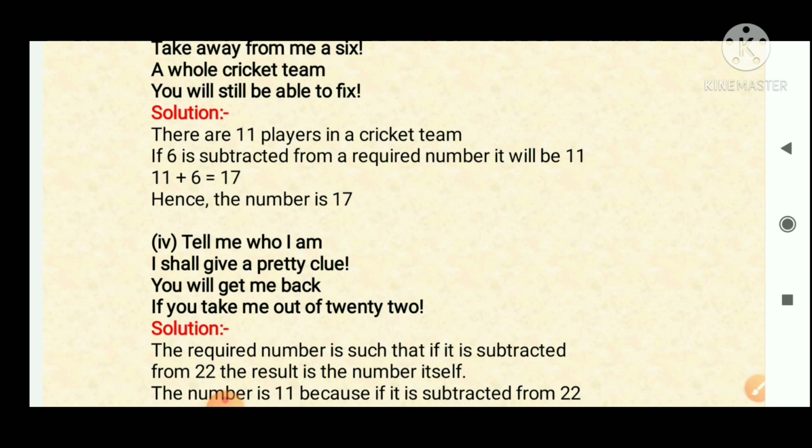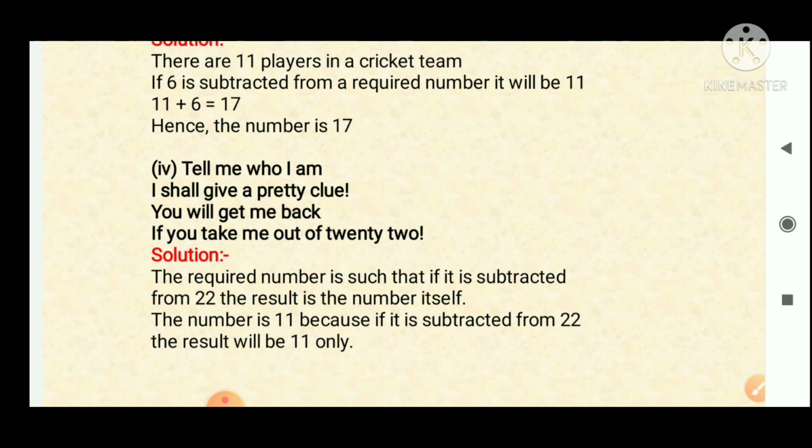Now see the next riddle. Tell me who I am. I shall give a pretty clue. You will get me back if you take me out of 22. The required number is such that if it is subtracted from 22, the result is the number itself. The number is 11 because if it is subtracted from 22, the result will be 11 only.